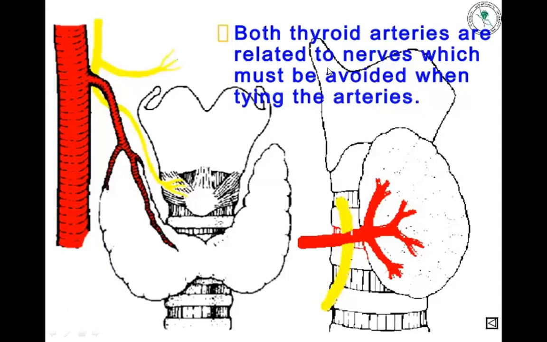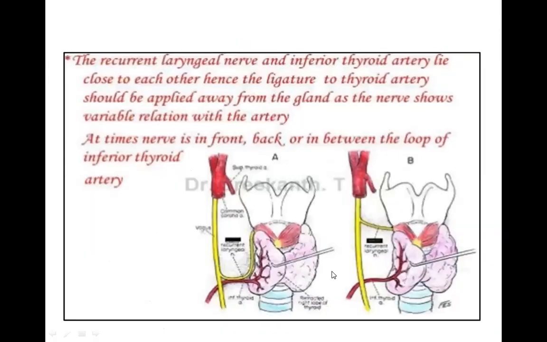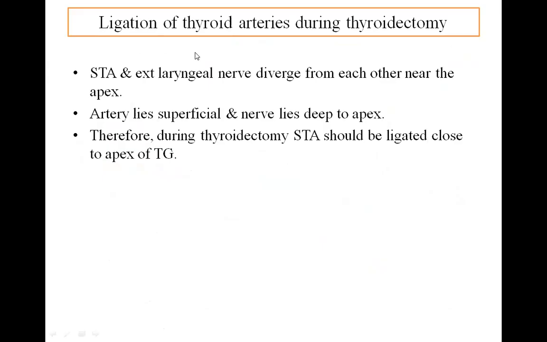Both the thyroid arteries are related to nerves, which must be avoided when trying to ligate these arteries. So, care should be taken of the external laryngeal nerve and the recurrent laryngeal nerve. Ligation of the thyroid arteries during the thyroidectomy. The superior thyroid artery and the external laryngeal nerve diverge from each other near the apex. The artery lies superficial and the nerve lies deep to the apex. Therefore, during the thyroidectomy, the superior thyroid artery should be ligated close to the apex of the thyroid gland.